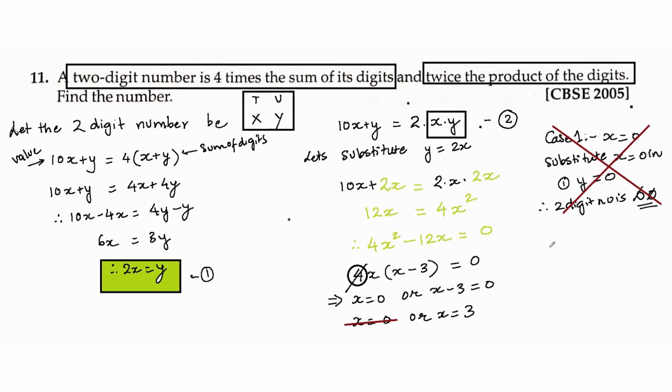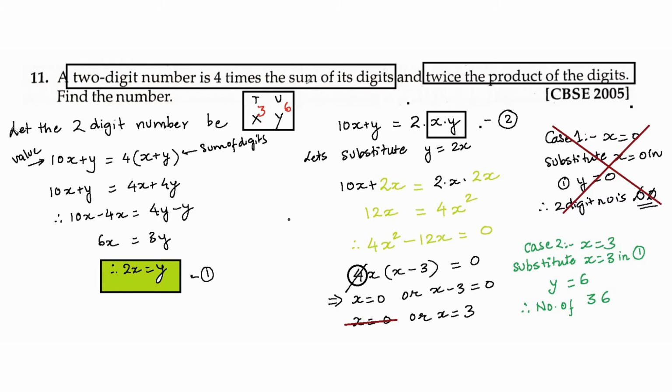Now let's take the case where x is equal to 3. So that's case 2 when x equals 3. Again substitute x equal to 3, say in the first equation. You get y is twice of x, which is 6, and therefore the number is 36. X is at the tens place, if you notice. So it is 36. Let's check if this answer satisfies our conditions.